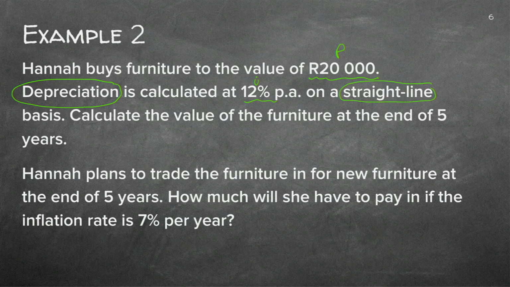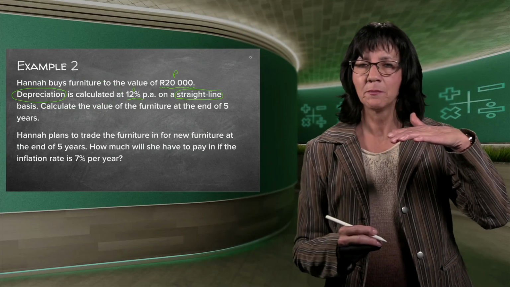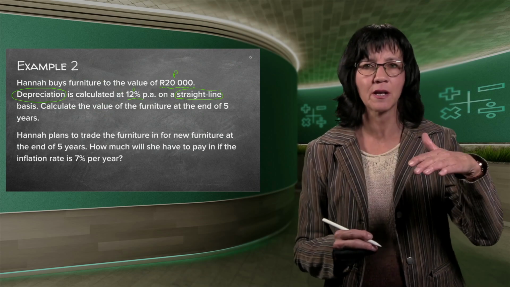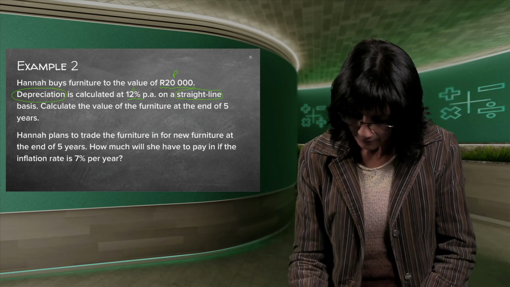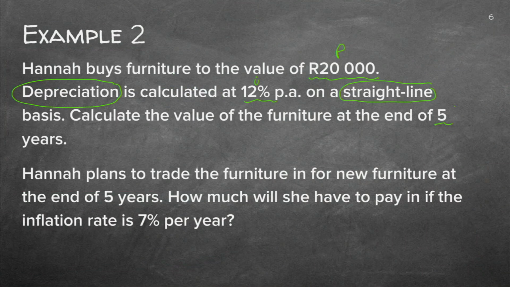Very important, straight line. Straight line means simple, straight line, simple interest. So it's all on one line. Calculate the value of the furniture at the end of 5 years. Let's quickly tick 1, 2, 3. Calculate the value of the furniture at the end of 5 years. What are they asking you? The end amount, A. So I've got my 3 pieces that is ticked.